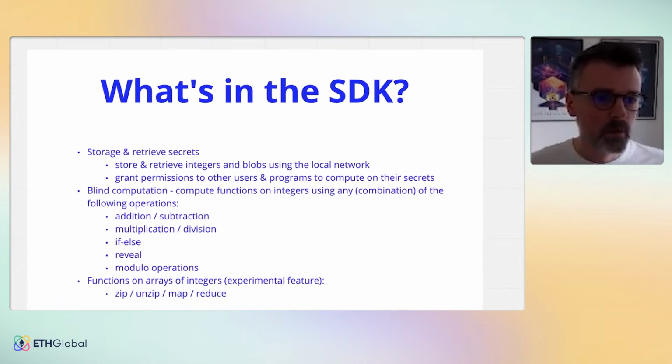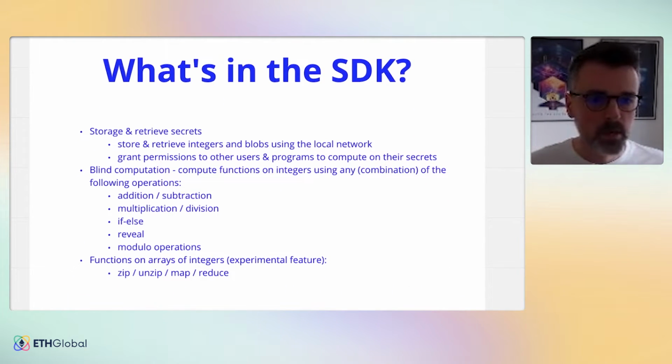Having talked about the SDK and the roadmap, let's take a quick look at what will be available today in the SDK. So the main feature that we are shipping the SDK with is the ability to store and retrieve secrets. This means that users can store and retrieve integers and blobs using the local network that is provided through the SDK, and can also grant permissions to other users and programs to compute on their secrets or to access them.